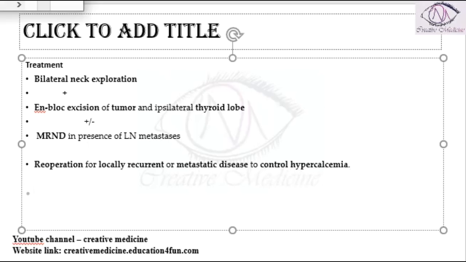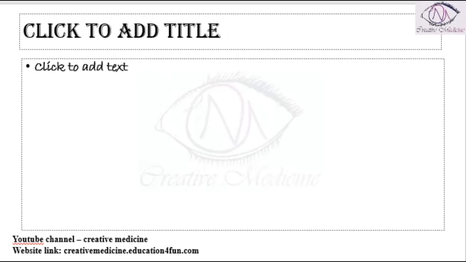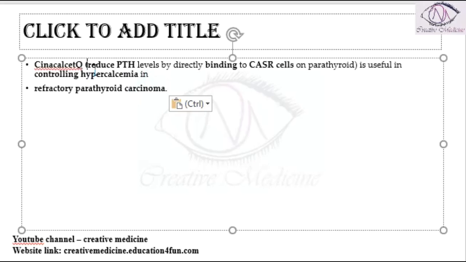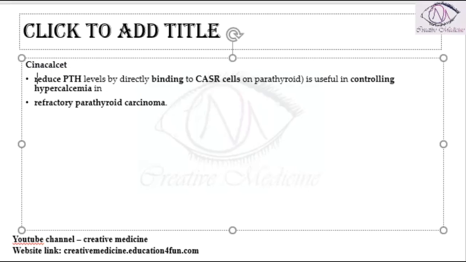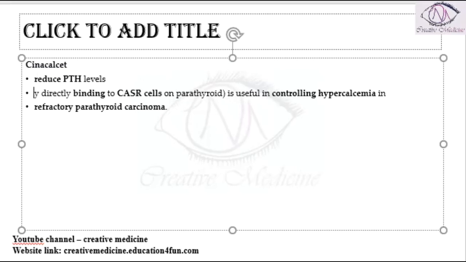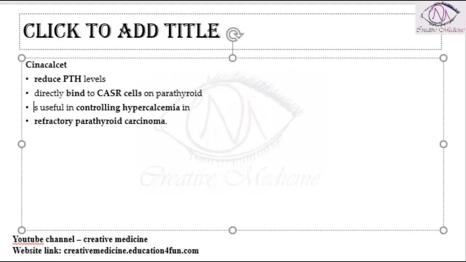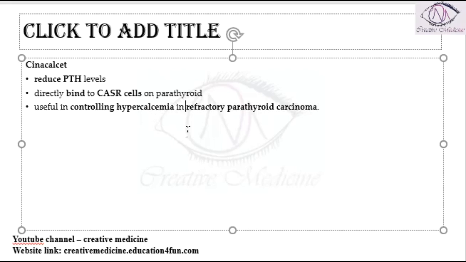Then, if you have to give a drug, we have a drug called cinacalcet. Cinacalcet reduces the parathormone levels. How does it reduce the parathormone levels? It directly binds to the CaSR on the parathyroid cells, and thus reduces the parathormone levels. Because it reduces the parathormone levels, hypercalcemia can be controlled. So this drug, cinacalcet, is used in cases of refractory parathyroid carcinoma.